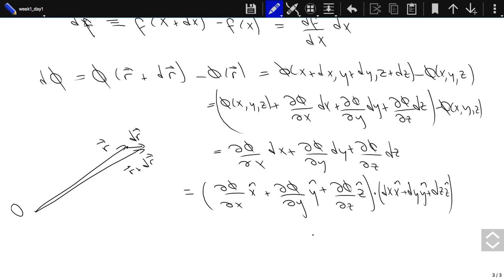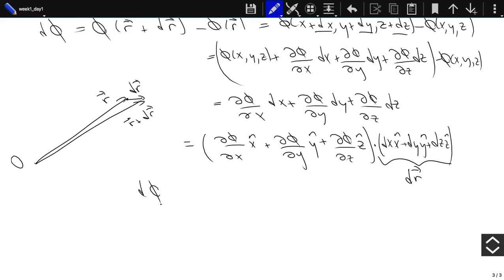And, well, these two lines are equal. But this is nothing but the shift in my position. So you see this dr has components dx, dy, and dz. That is how I define the dx, dy, and dz. When I add this dr to my vector, the components change by dx, dy, and dz. So this vector over here is nothing but dr, the change in my position. So this d phi, the change in my function, is nothing but, well, this weird-looking expression, which we will call gradient of phi dot dr.